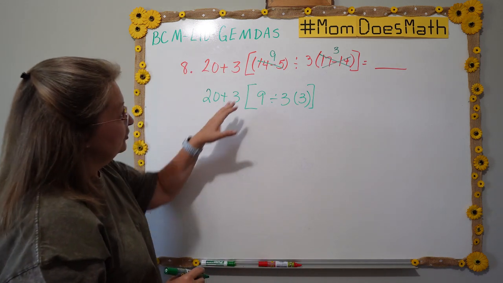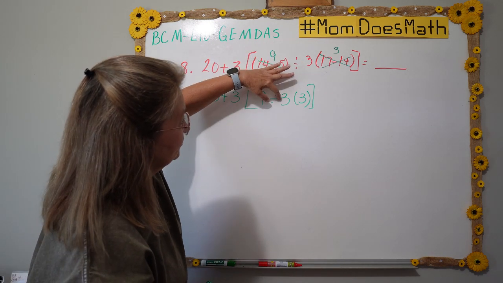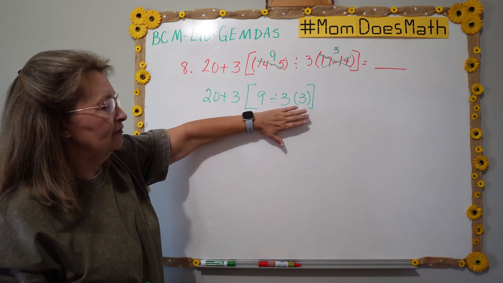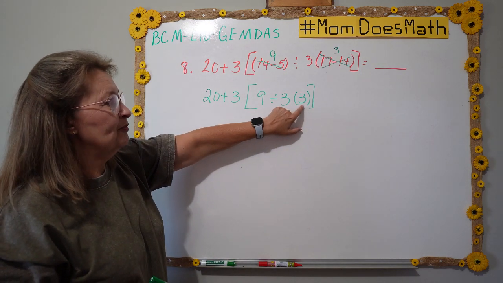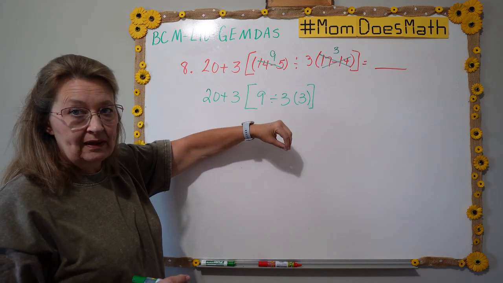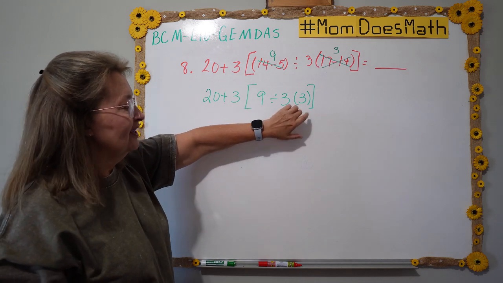Okay. So here's what we have, 20 plus 3. I brought down the 9 divided by 3 times 3. So we're still inside this set of grouping symbols. Now remember, this set of parentheses just shows multiplication now. It's not actually grouping. So we're going to come to the left. Remember, this is what I keep telling you.